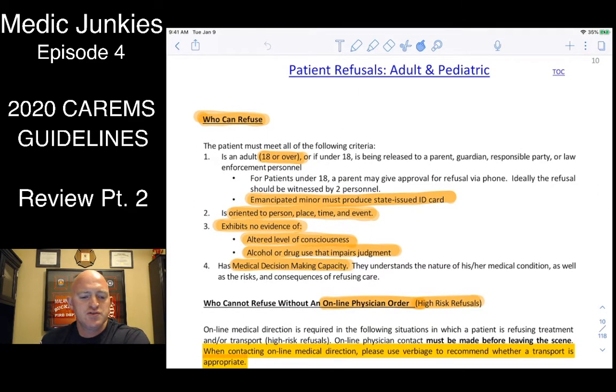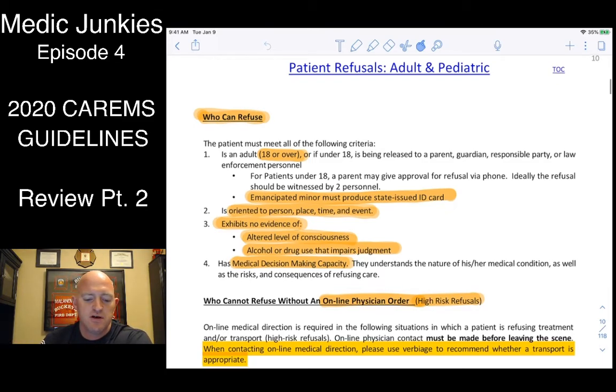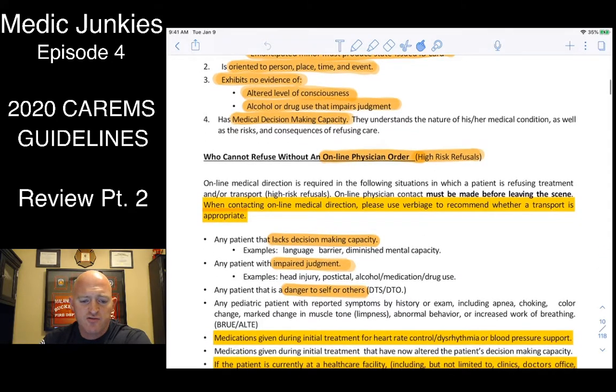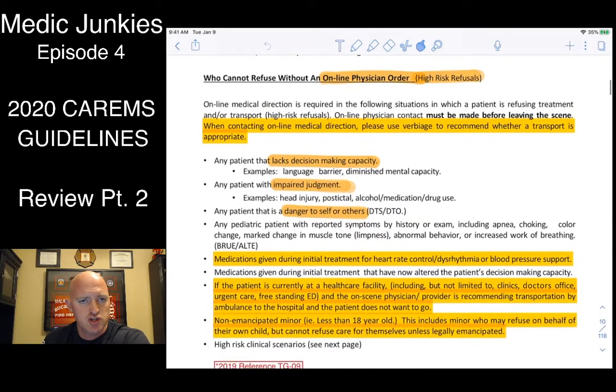When we talk about refusals, just a quick review on this. Of course, they must be an adult, 18 or older. If they're emancipated, they've got to have documentation, just like that power of attorney or DNRs. And they can't be altered. They can't be under the influence of drugs and alcohol. They must be able to make decisions for themselves, okay? And of course, they can't be suicidal or homicidal, you know, a harm to themselves or others. Those high-risk refusals, ones that we really should have online medical direction with, okay?